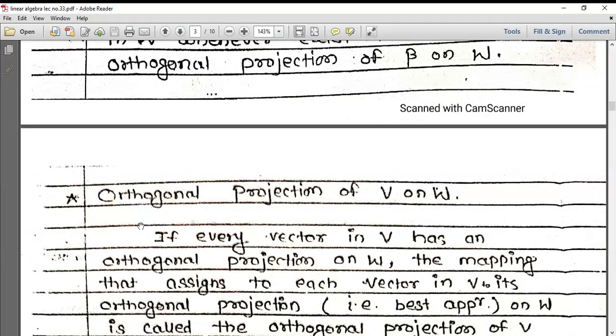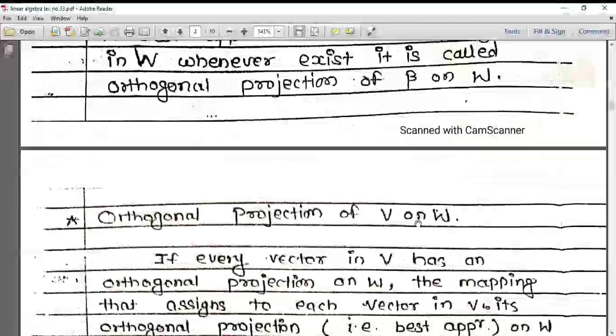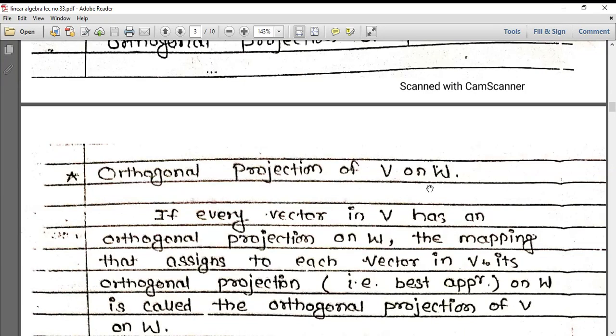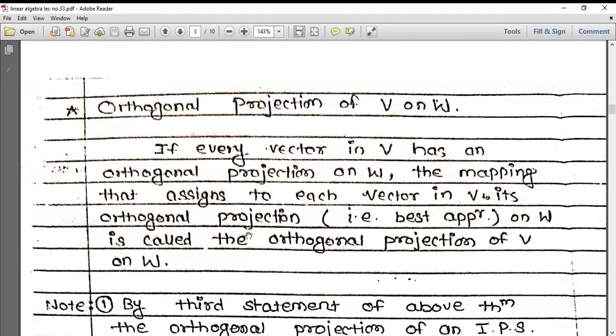Now, the orthogonal projection of V on W. The next definition: if every vector in V has an orthogonal projection on W, the mapping that assigns to each vector in V its orthogonal projection, that is, its best approximation on W, is called the orthogonal projection of V on W. The orthogonal projection is nothing but 'Sauli' in Marathi.